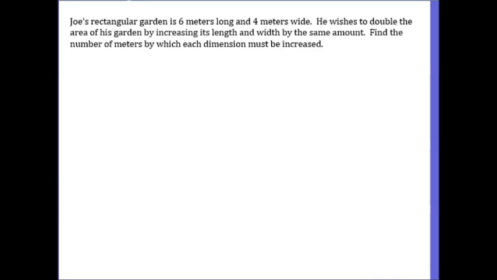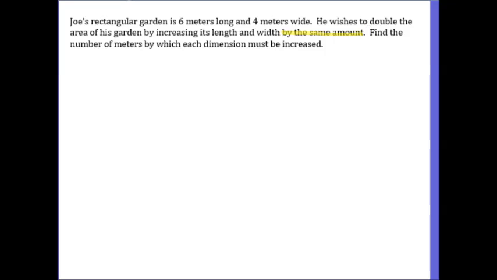Okay, in our next example, Joe's rectangular garden is 6 meters long and 4 meters wide. He wishes to double the area of his garden by increasing its length and width by the same amount. This is going to be an important piece of information. Find the number of meters by which each dimension must be increased. In other words, the amount by which each of the dimensions, length and width, have to be increased.